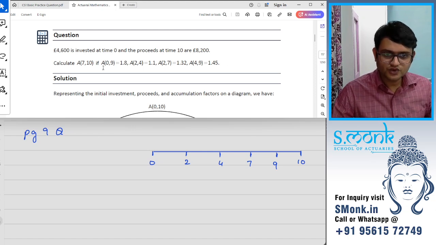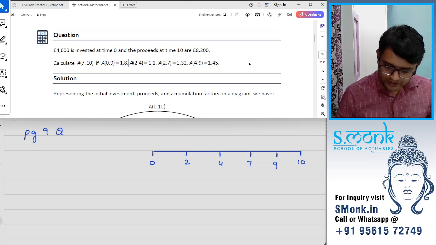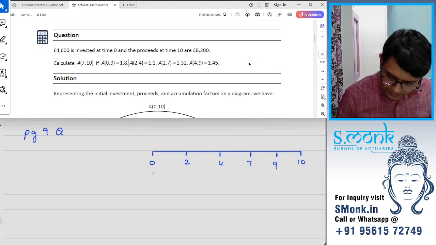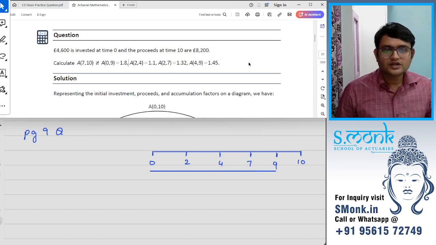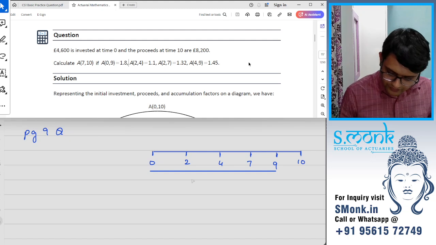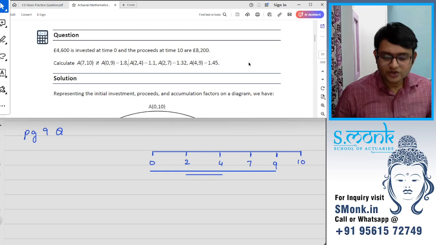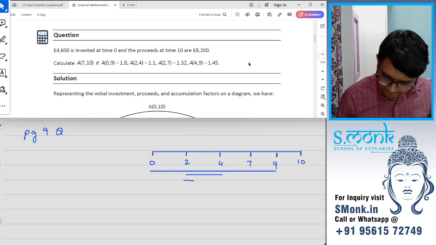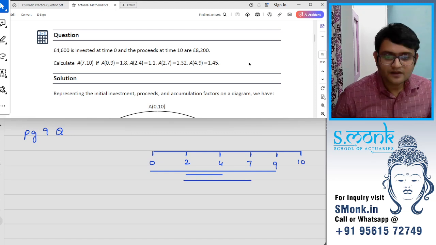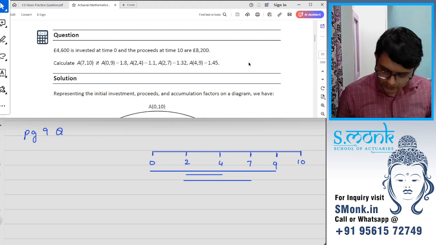Now they have given you the accumulation factor from 0 to 9. I'll mark that down. I'll say 0 to 9 is given to me. Then 2 to 4 is given to me. Mark that down here. 2 to 7 is given, and 4 to 9 is given.